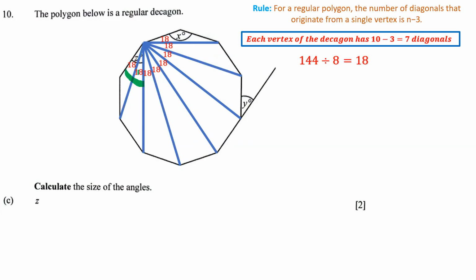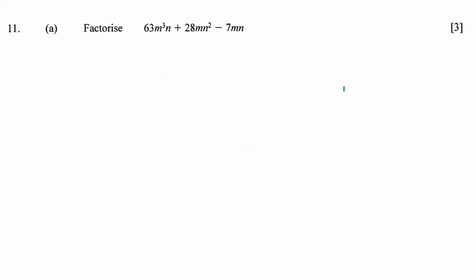So if we're trying to find z, we just need to multiply 2 times 18, because it only accounts for 2 spaces, and each one of those spaces is 18. So 2 multiplied by 18 is going to be 36. So that means z equals 36 degrees. Okay, let's move on to the next question.